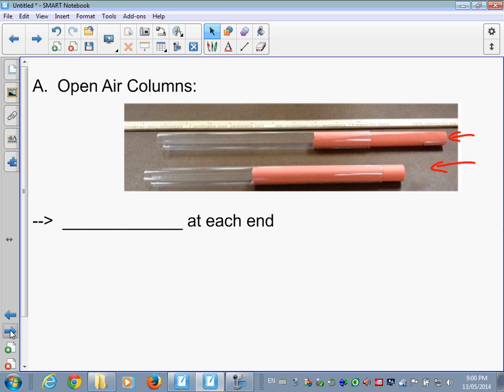This is a little piece of plexiglass tubing with cardboard on it. I would imagine a trombone is a little bit more expensive. So one of the things that you'll notice here is that it is open at both ends. So it's open here, it's open here, which is why we call it an open air column.